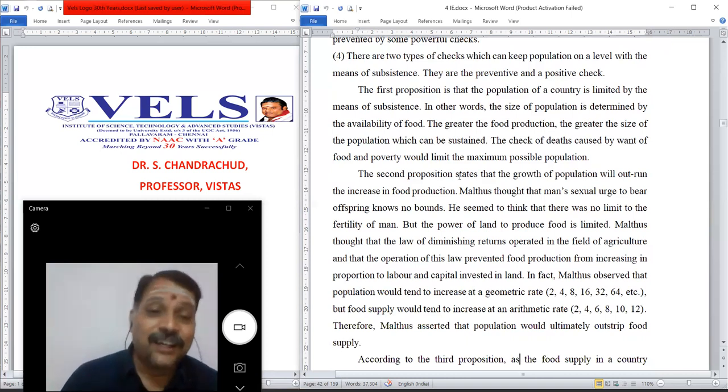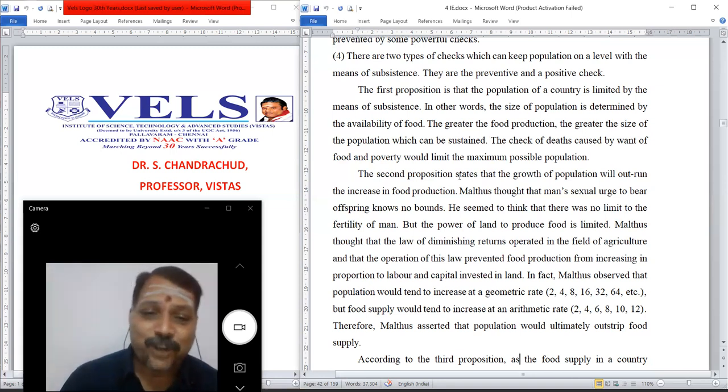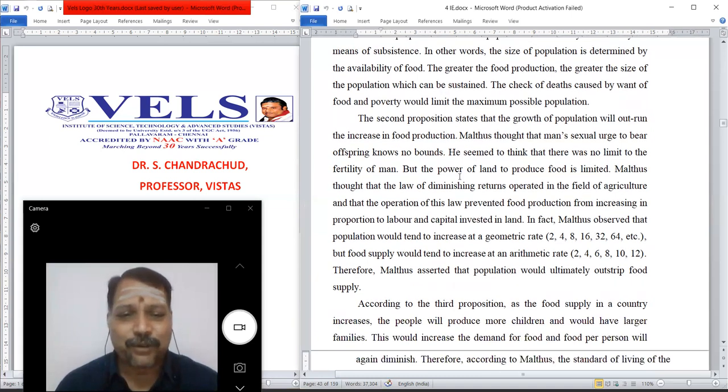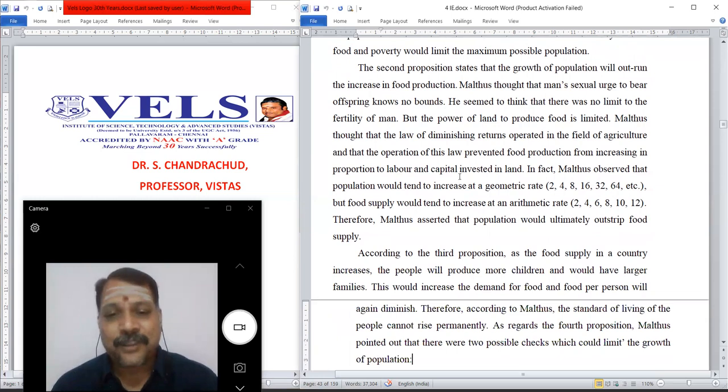In fact, Malthus observed that population would tend to increase at a geometric rate, that is 2, 4, 8, 16. It will get doubled in every interval of time. But food supply would tend to increase in arithmetic progression, 2, 4, 6, 8, 10, like that. It is adding only some percentage. Therefore, Malthus asserted that population ultimately outstrips the food supply.